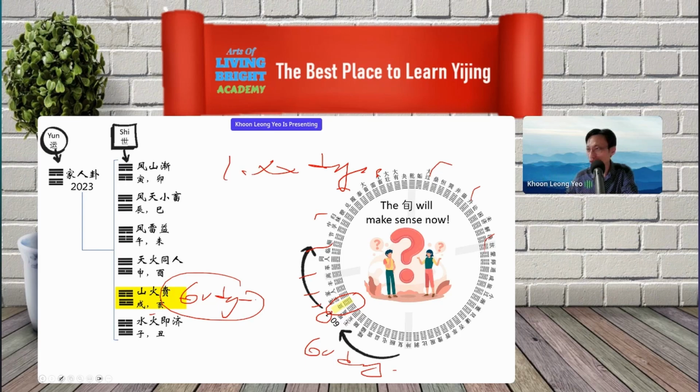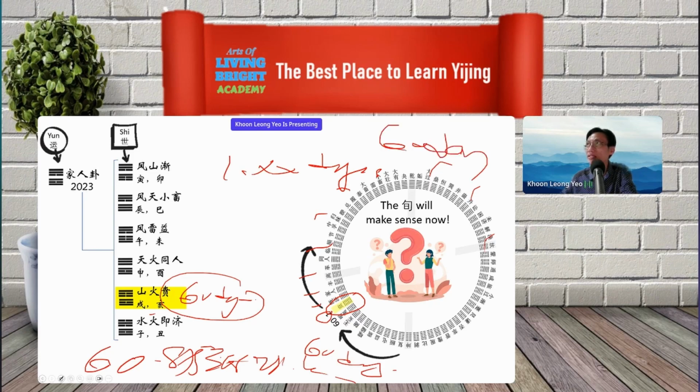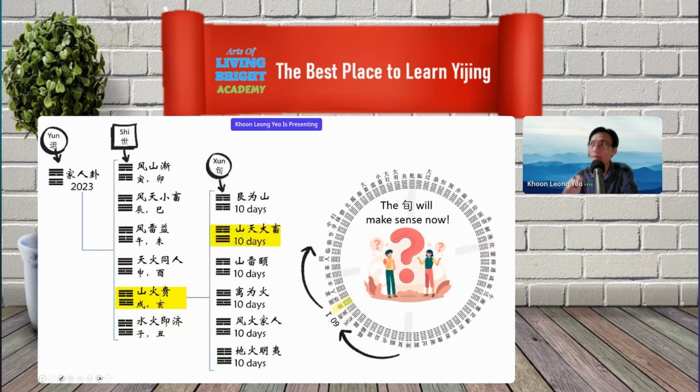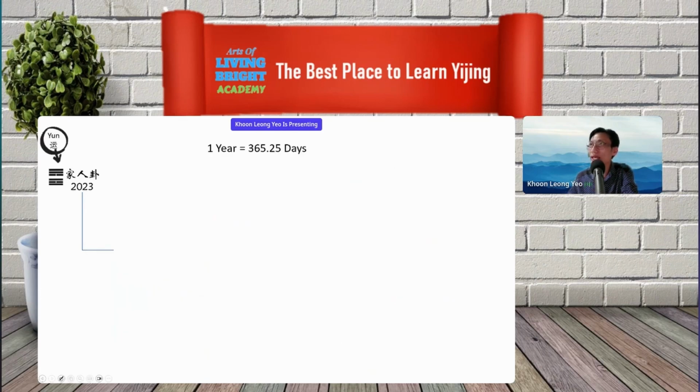On a macro level, if we use a circular diagram to represent 365.25 days, then 1 hexagram is equal to 6.0875 days. If we downsize this circular diagram to represent 60 days, then every hexagram is divided further, equal to 1 point something days. Then this will make sense. So let's do the calculation again.